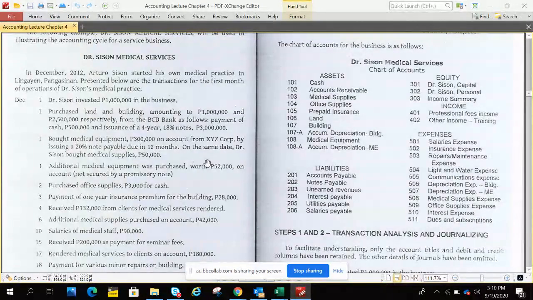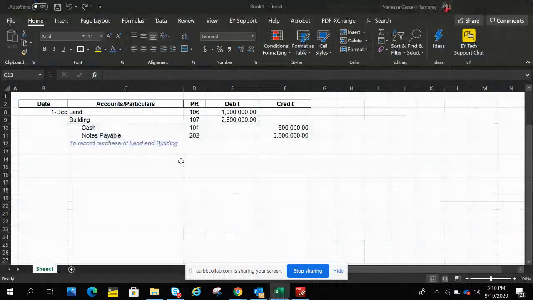So, dalawang transaction to, no? First, we bought medical equipment on account. So, hindi tayo nagbayad. 300,000 yung medical equipment, hindi tayo nagbayad. Ang binayad natin ay notes payable. And then another one, bumili na tayo ng medical supplies, 50,000 pesos. Dahil hindi niya sinabi na on account, binili natin siya on cash. Okay? So, what is our entry?